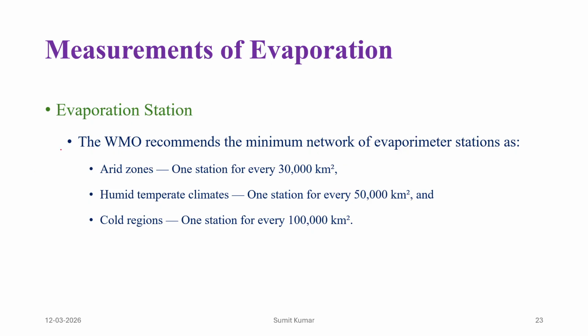The World Meteorological Organization recommended the installation of evaporimeter pans as per the zones or weather zones. For arid zones, one station for every 30,000 square kilometers. For humid temperate climates, one station for every 50,000 square kilometers. And for cold regions, one evaporimeter must be installed for every 1 lakh square kilometer area.